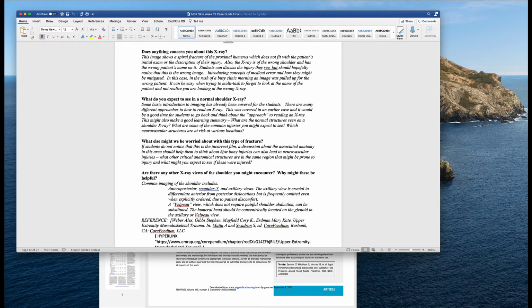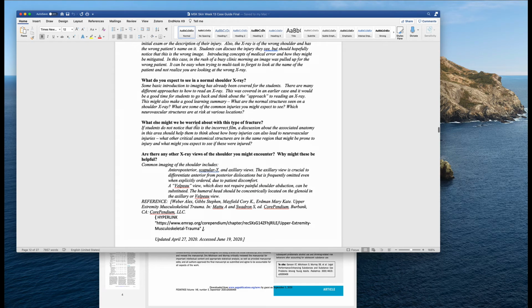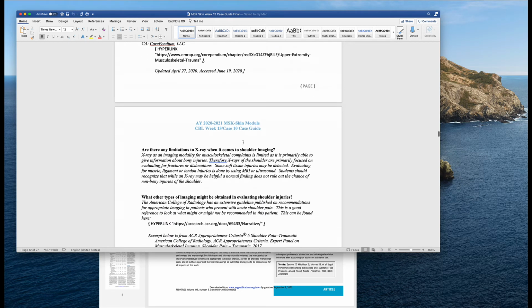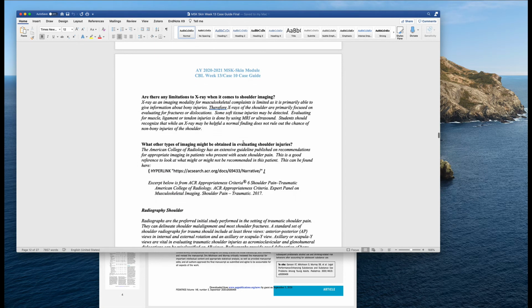If they don't identify that it's the incorrect image, what we would encourage you to do is not tell them that it's the incorrect image. Walk through what's concerning about the x-ray, what might be concerning about this type of fracture, and what other images they could obtain. There certainly could be a robust discussion about what types of shoulder x-ray and imaging is best, and why an initial shoulder x-ray might be valuable in these cases, and what other tests might be done in this situation.